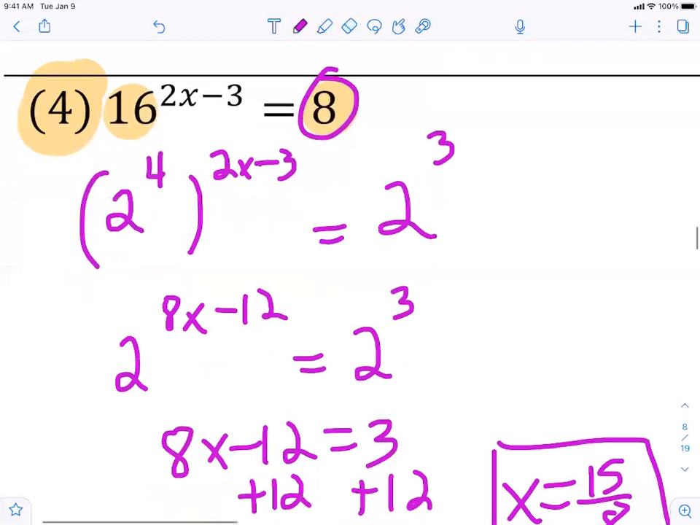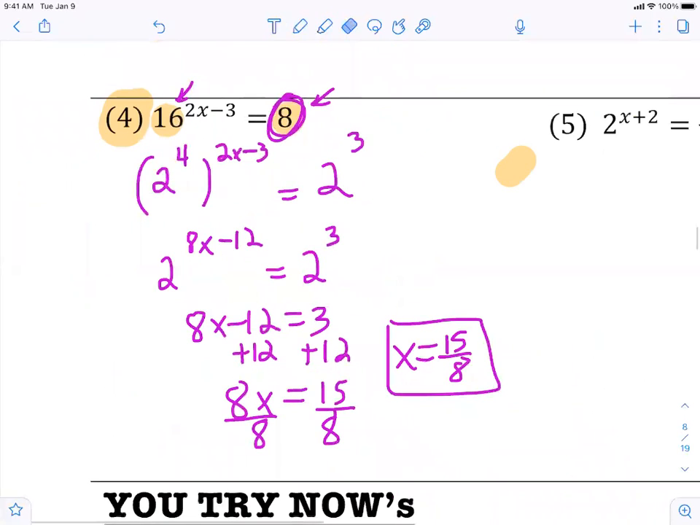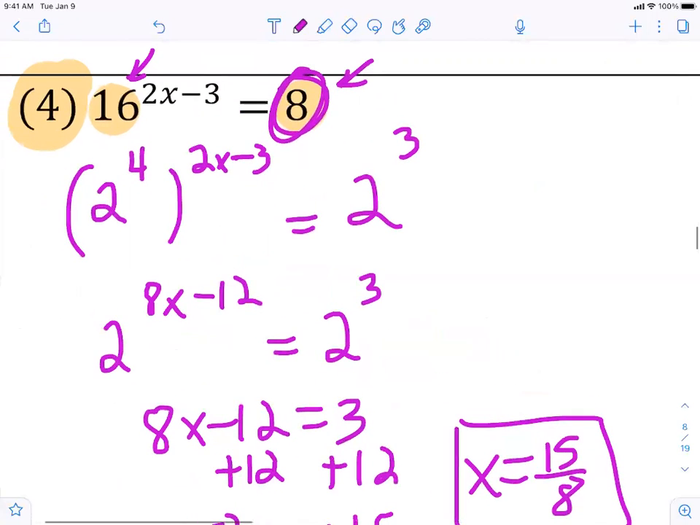A lot of times a common one ends up being 2. 2 is a common base for both of those numbers. If I type in 2 to the third, that gives me 8. That's how I got this piece. And 2 raised to the fourth power gives me 16. So you want to pick a base that you can rewrite both of the numbers in. Once you do that, everything is kind of smooth sailing from there.